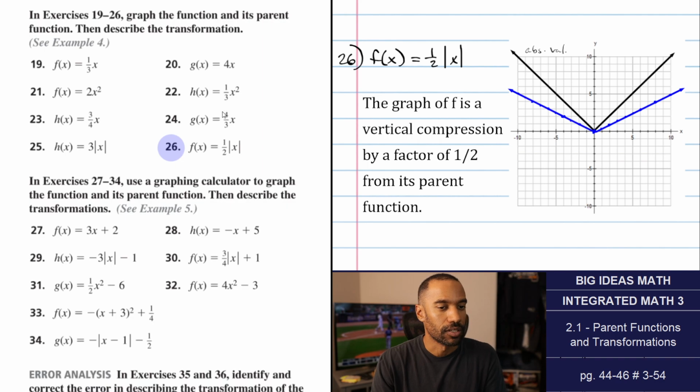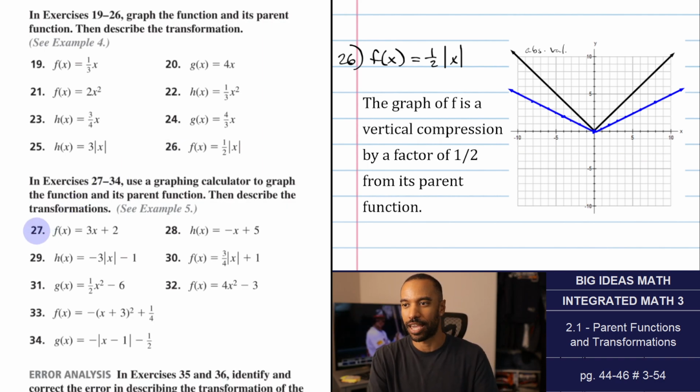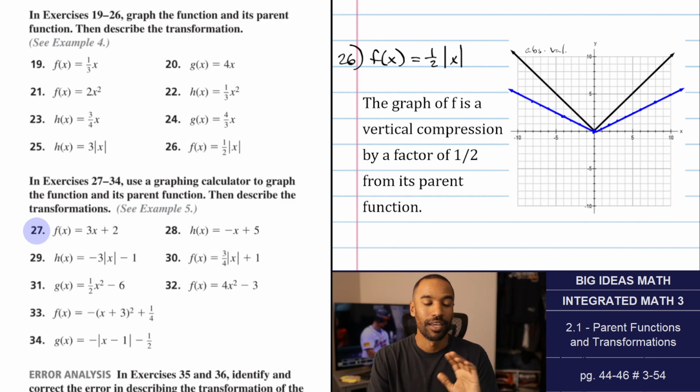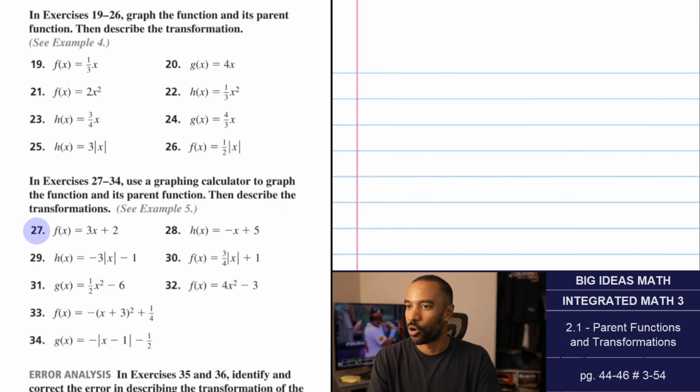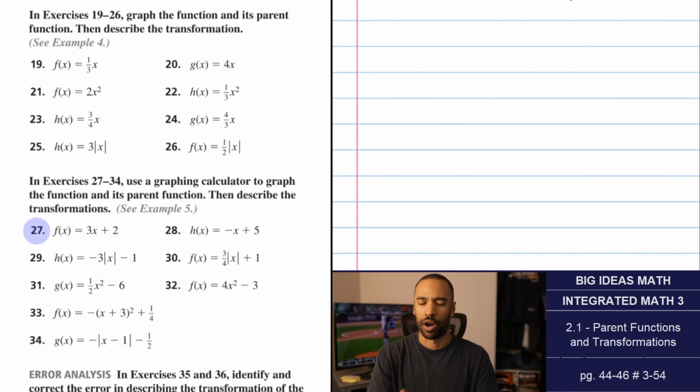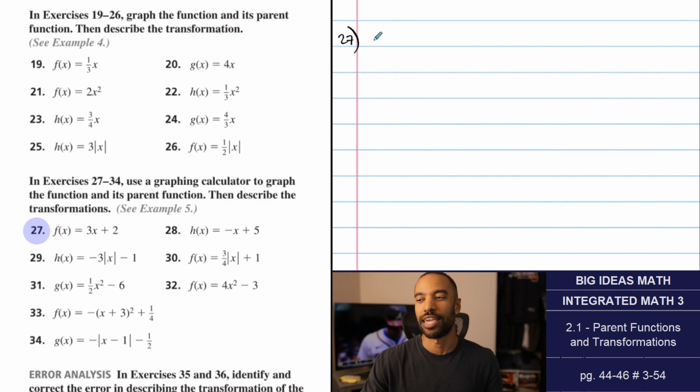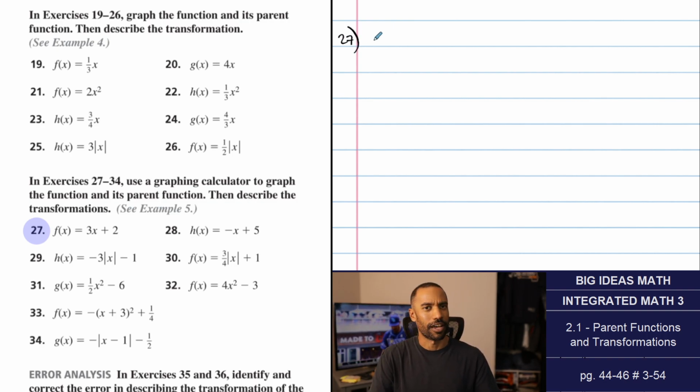So let's move forward. Numbers 27 to 34, use a graphing calculator. I'm not going to. You can. Use a graphing calculator to graph the function and its parent function, then describe the transformations. So this is where, look at me, I'm the graphing calculator now. I can't guarantee you guys what all graphing calculators do with this stuff.